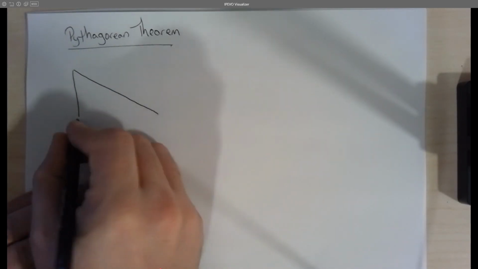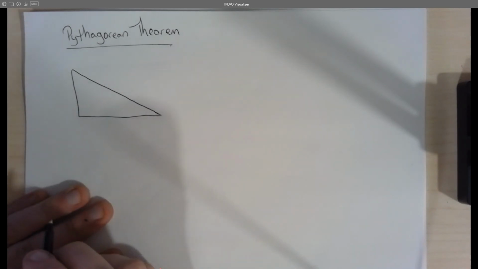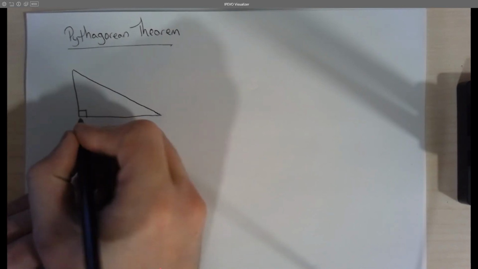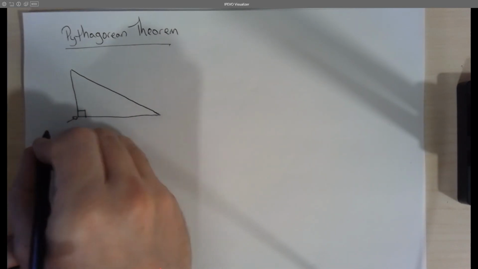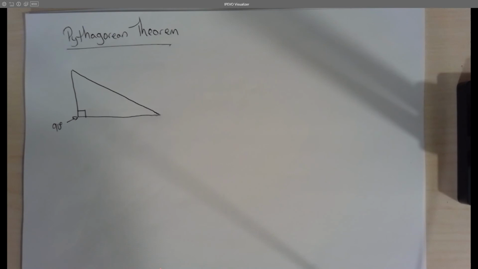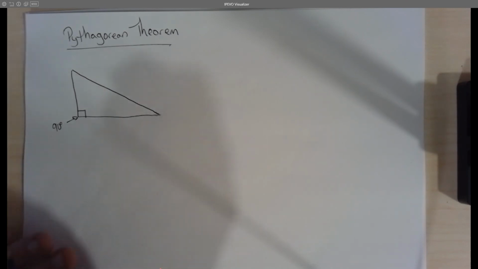A right-angle triangle is a triangle that has a right angle. A right angle we show by a little box, and that right angle is always going to equal 90 degrees. There are some interesting bits of information that he was able to figure out about the relationships here, and he came up with what's called the Pythagorean Theorem, which is a formula that we're going to use to solve for side lengths of right-angle triangles.